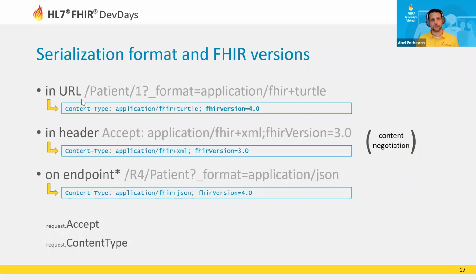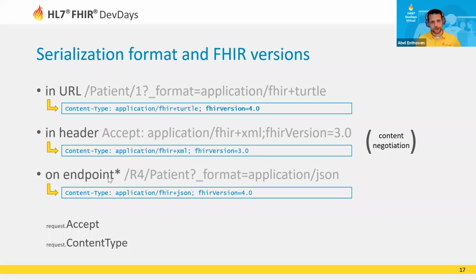In this case, I say patient1, and I want the format application FHIR plus turtle. When you get a response, then you have content type application FHIR plus turtle, and then FHIR version is 4 is here, and that's because the FHIR server assumed that you meant FHIR version 4, something that the FHIR server implements or doesn't. So in this case, because you left it out, you could also use it, as in the second example, where you say accept application/FHIR plus XML semicolon FHIR version is 3. Then you explicitly ask for a version, and you get that version, as you can see.